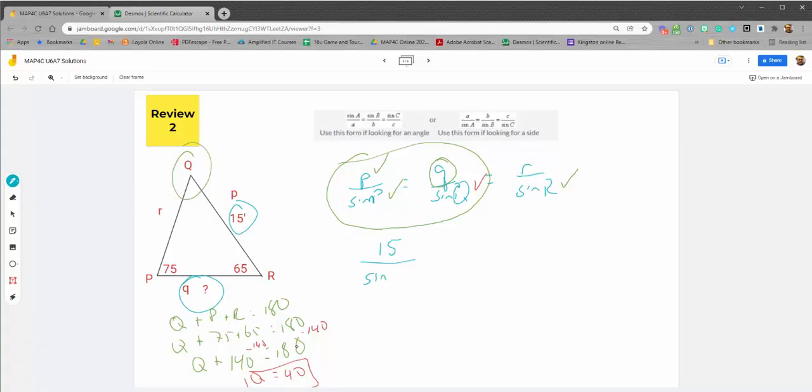And sine big P is 75 equals little q, I don't know, over sine big Q, now I know, is 40 degrees. I want q on its own, so I say what's near it is that sine 40, and I'm going to multiply both sides by sine 40. I've got a sine 40 on the top and a sine 40 on the bottom. They divide each other out and I'm left with 1. And I'm left with q equals sine 40 times 15 divided by sine 75.